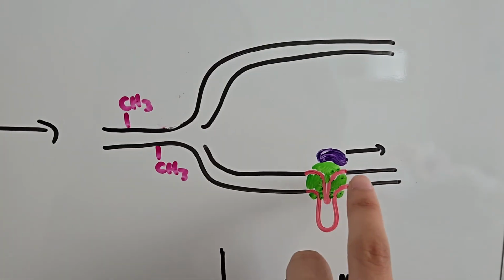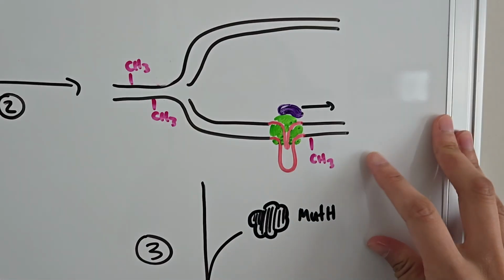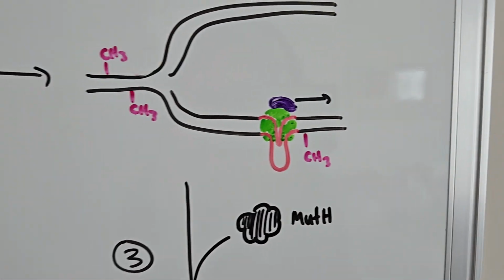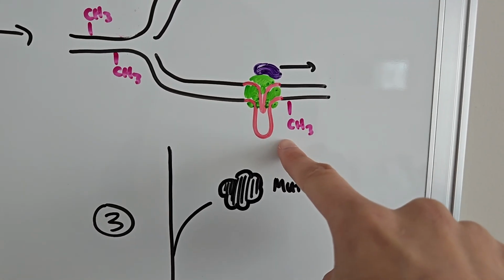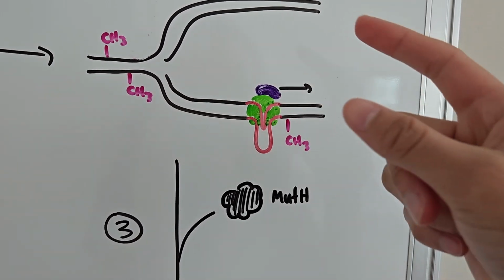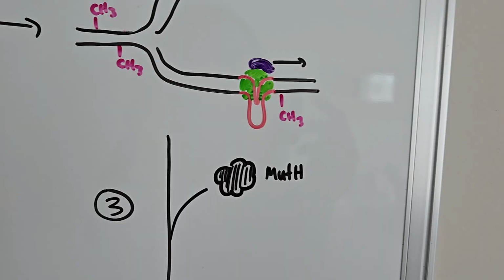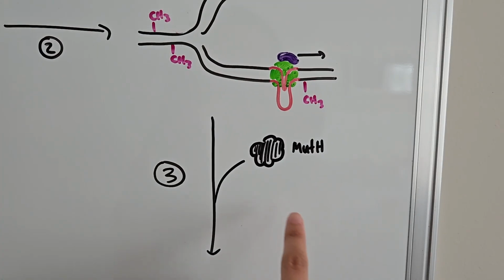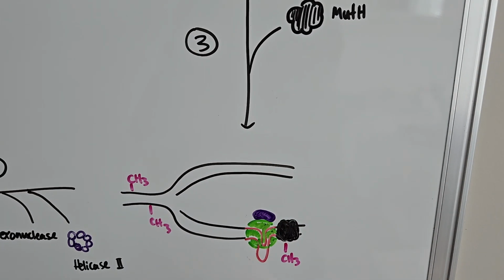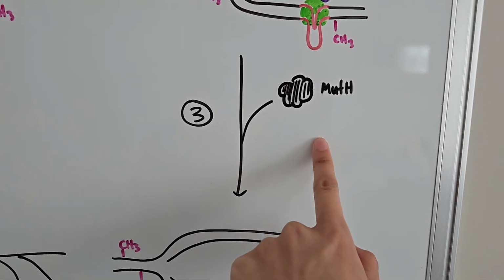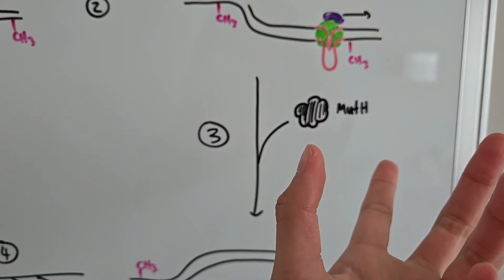So the next step is, once they have found that GATC site on the new strand, MutH is going to be recruited. MutH is going to do a cutting thing. It's going to cleave some stuff. I will show you as soon as I move the screen down. Okay, so MutH is going to come in and bind to the GATC site, and it's going to cleave GATC.